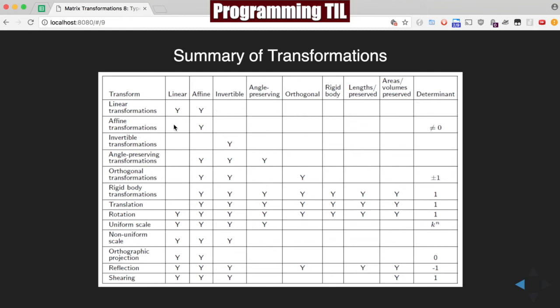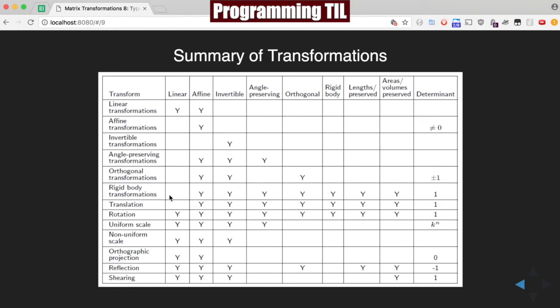An affine transformation is not always linear, but it is always, of course, affine. And the determinant is not equal to 0. Invertible is always invertible. Angle-preserving transformations are always affine, always invertible, and always angle-preserving, but not necessarily linear, orthogonal, rigid, etc. Orthogonal transformations are always affine and invertible, and orthogonal, and plus or minus 1 in the determinant.